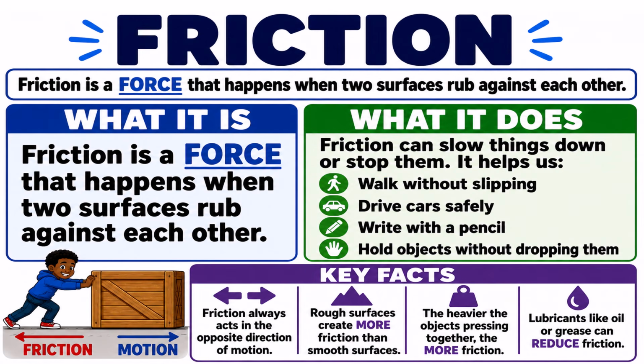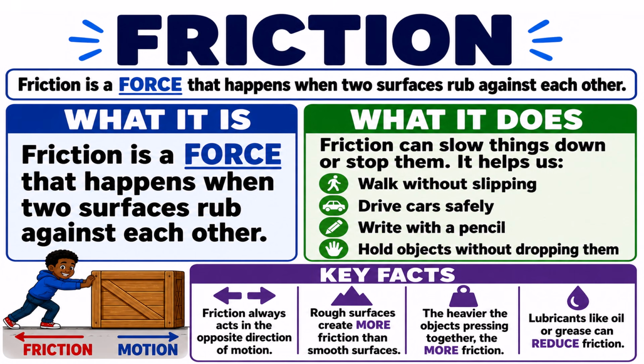Friction. Friction is a force that happens when two surfaces rub against each other. Friction can slow things down or stop them. It helps us walk without slipping, drive cars safely, write with a pencil, and hold objects without dropping them.